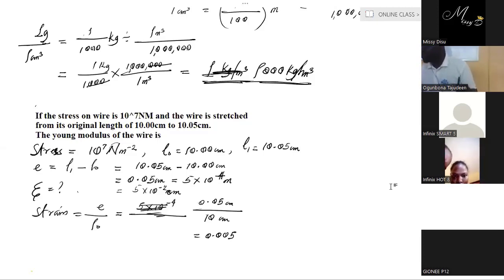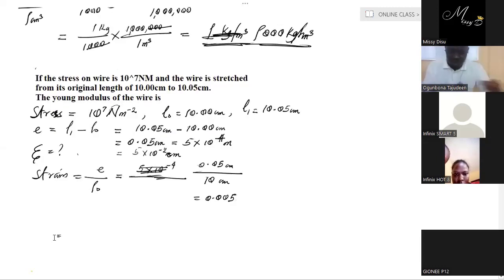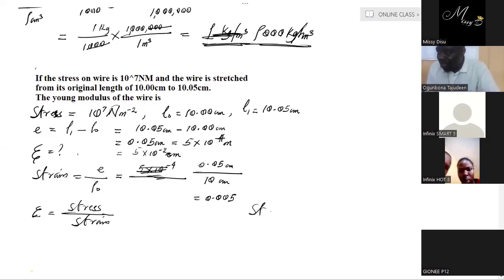Then from there, we talk about the Young modulus. The Young modulus itself is defined as stress over strain. In case you don't know the formula for stress, it's just like pressure. Stress is what? The pressure we did all the time is just force over area. But they have given it to us directly, so we don't need to calculate it.